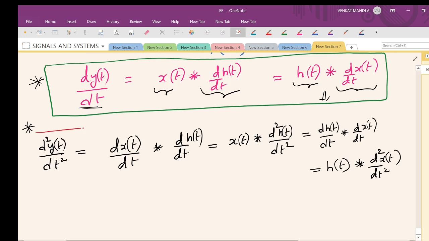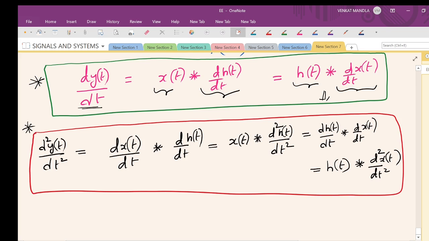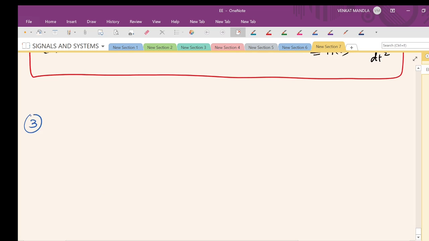I have deduced this from the above property, yeah, from this property only. Third property.